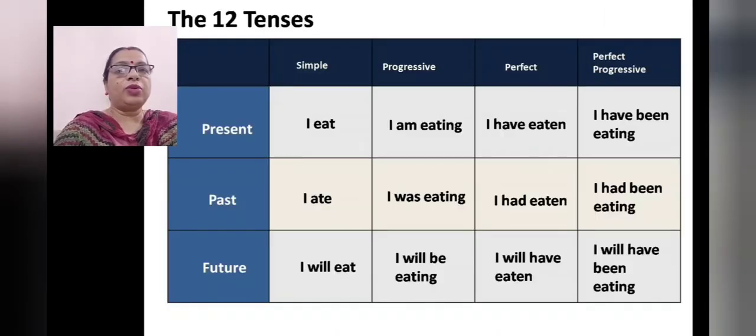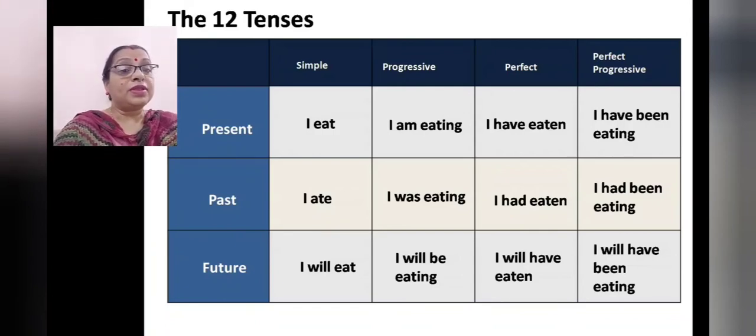So let's have a quick recap of all the 12 tenses. Present tense: simple present, I eat. Progressive or continuous, I am eating. Simple perfect, I have eaten. Perfect continuous or progressive, I have been eating. Simple past, eat becomes ate. Then I was eating, continuous.